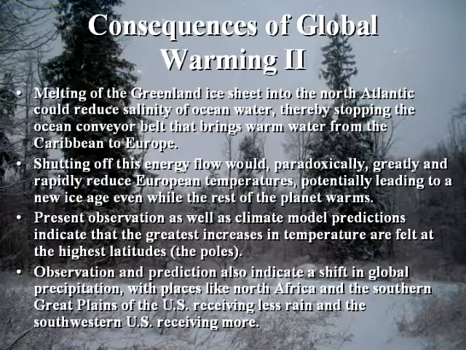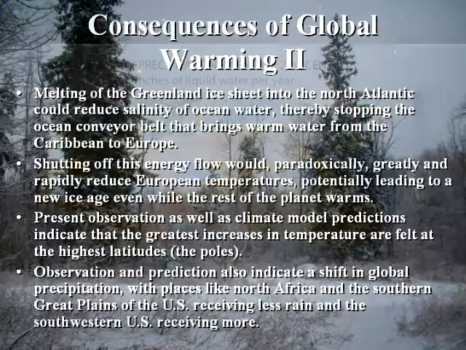Now, something else that seems likely to be a consequence of global warming is shifts in global precipitation patterns. So, predictions are that places like North Africa and the Great Plains of the U.S. could receive less precipitation, whereas the southwestern U.S. could receive more. Let's look at a map of predictions.